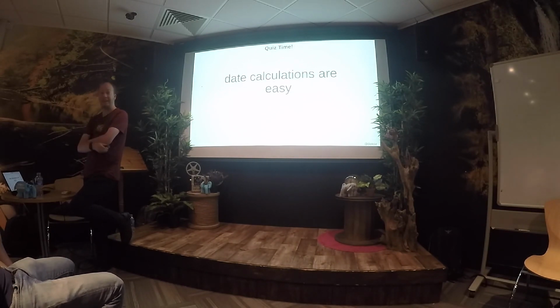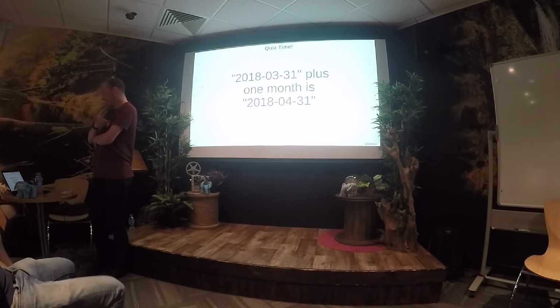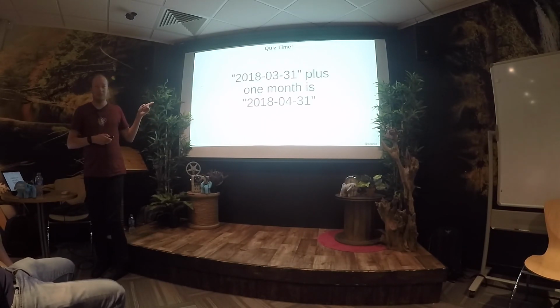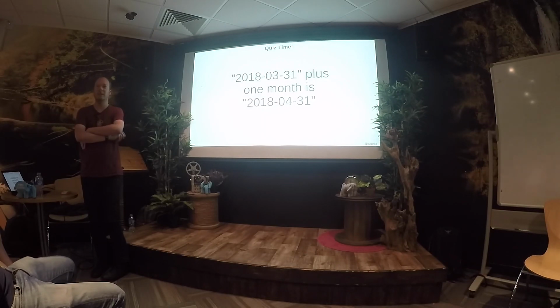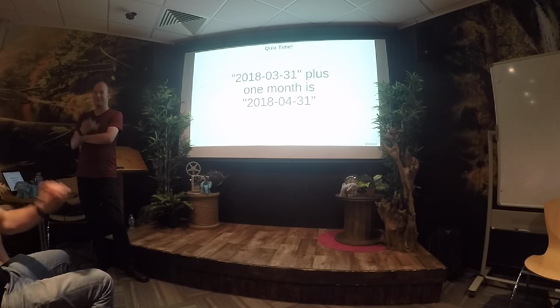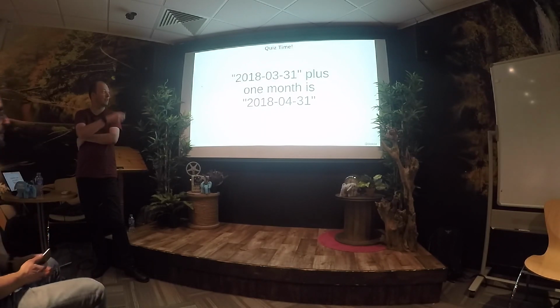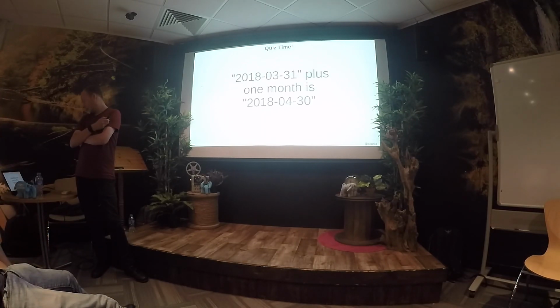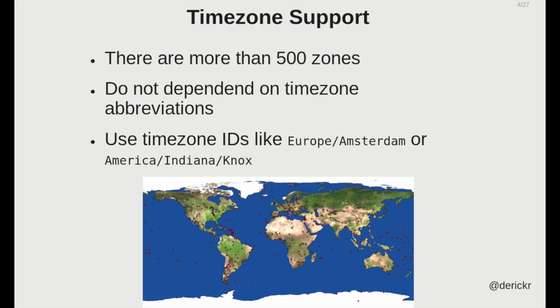Date calculations are easy. Clearly not right. Who thinks this is correct? Who thinks this is correct? You raising your hand there? Really? April has 31 days? Okay. No? It makes it May 1, doesn't it? Who thinks this is right? This is one you can argue about. All right, so that was the quiz.